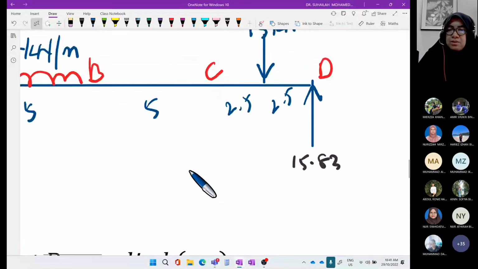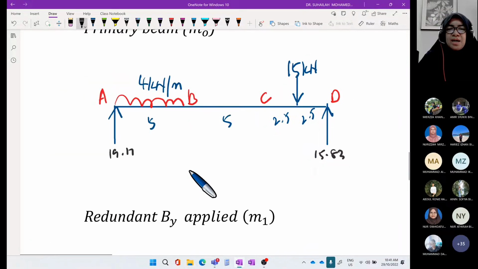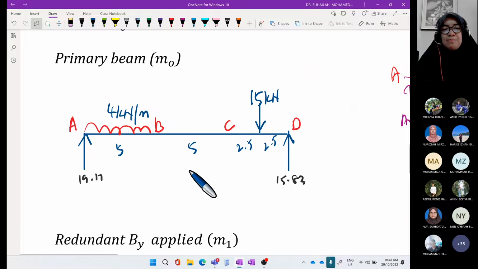15.83. Okay, please calculate AY. 4 times 5, 20. 20 plus 15, 35. 35 minus 15.83, 19.17. Okay, 19.17 AY. Okay, this is the reaction in the primary beam.